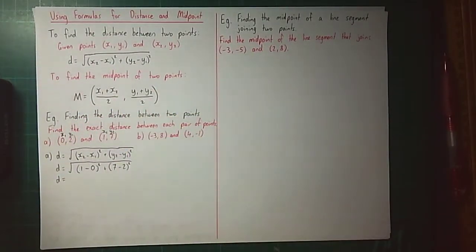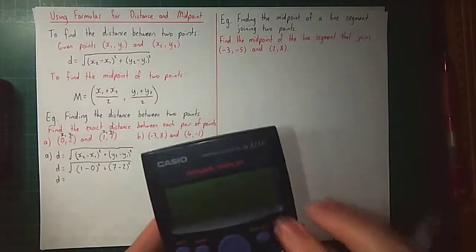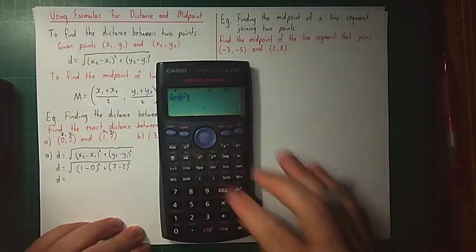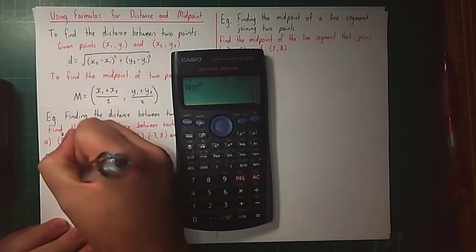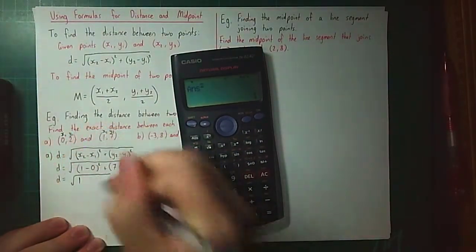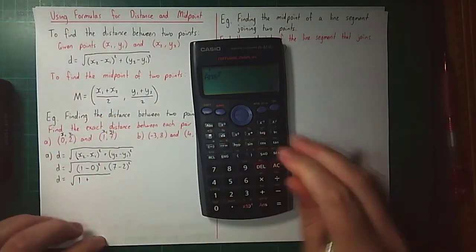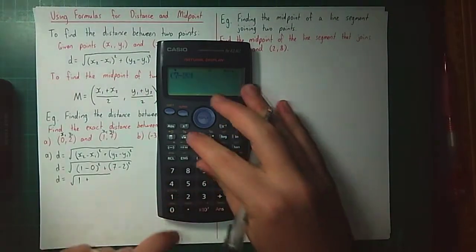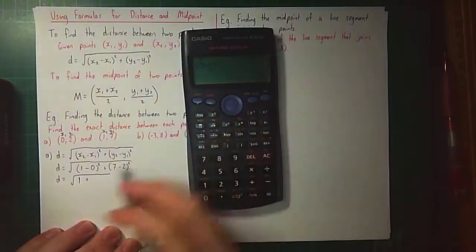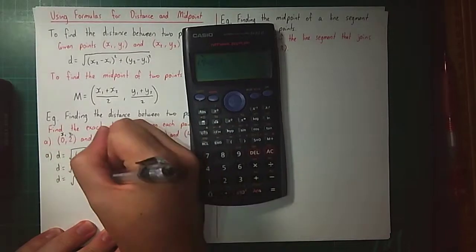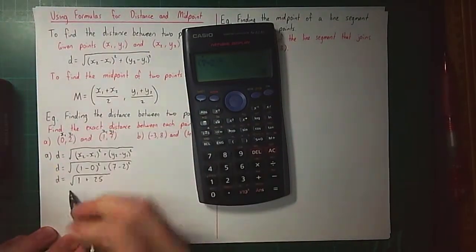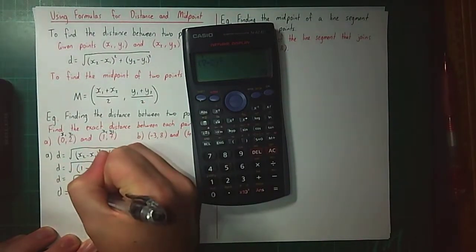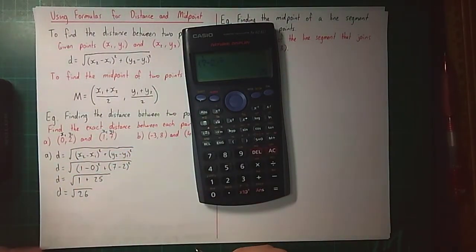You can use your calculator to just ensure everything's correct, but of course we've got 1 minus 0, and that's 1, and of course 1 squared is 1. So we're going to have the square root of 1 plus, I'll do this one in brackets just as it's written, 7 minus 2 all squared gives us 25, because 7 minus 2 is 5, and 5 squared is 25. And we have our distance is equal to the square root of 1 plus 25, which is 26, and that is where we leave our answer.